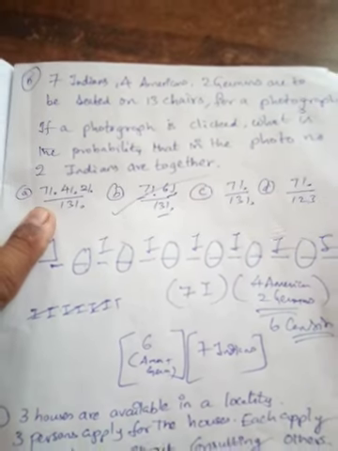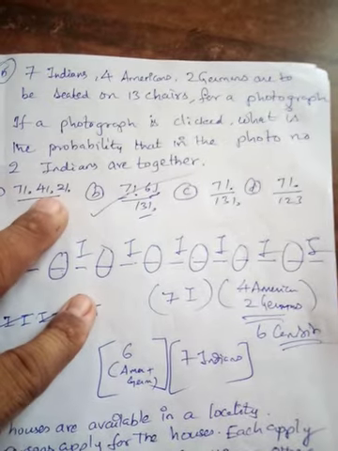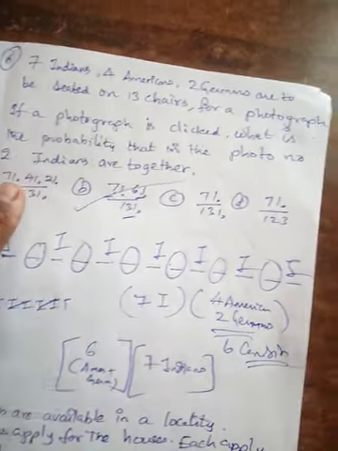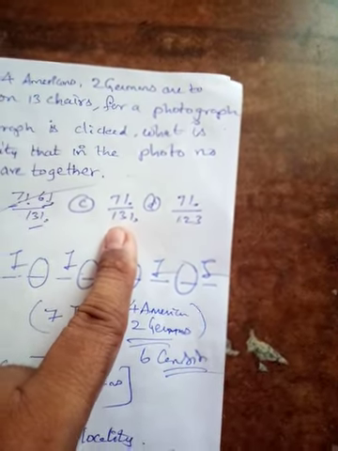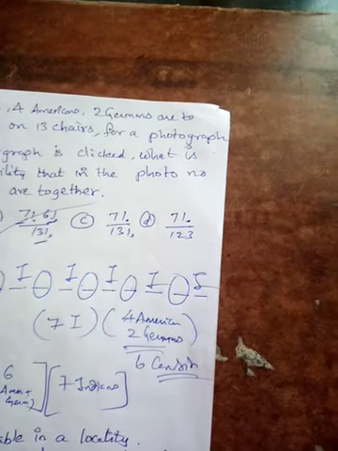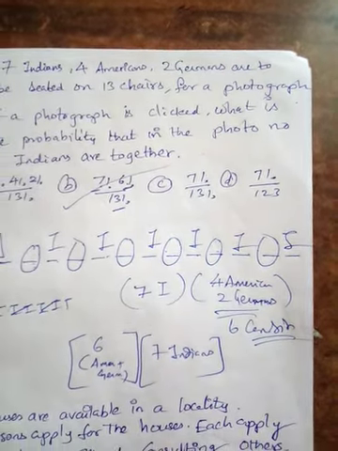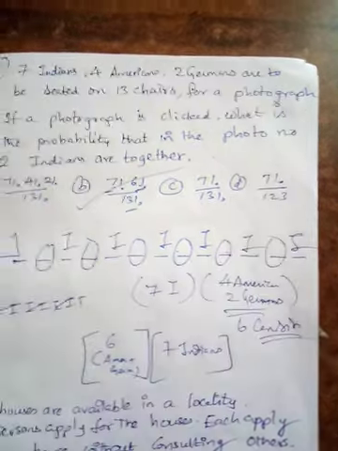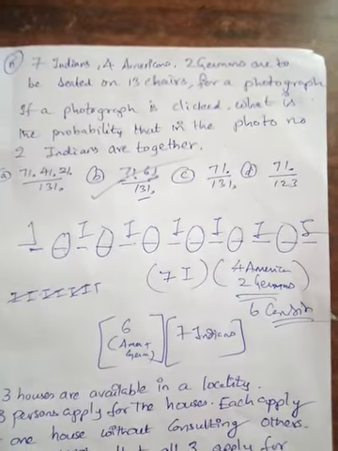If we take the first option, 7 factorial can be Indians, 4 factorial Americans, 2 factorial Germans, but they can sit together, so the first option is not correct. Third option, he has given only for Indians out of 13 factorial, and left out the Germans. Because it's a photograph, even the Germans and Americans must sit. The last one is not the right option. So the second option is the right answer.